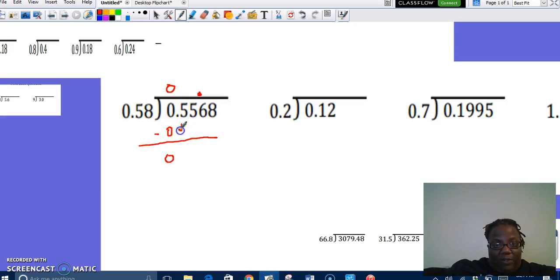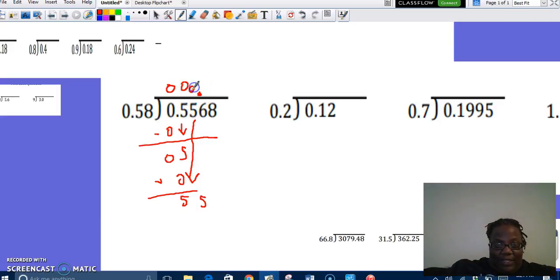Bring down my next number. 58 will go into 5 zero times. 0 times 58 is 0. Bring down the next number. Now at 55, 58 will go into 55 zero times.